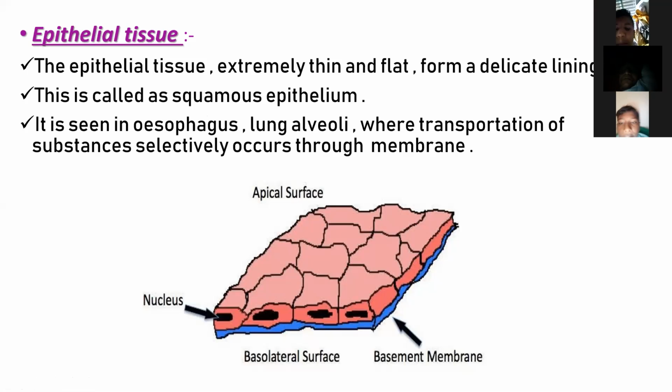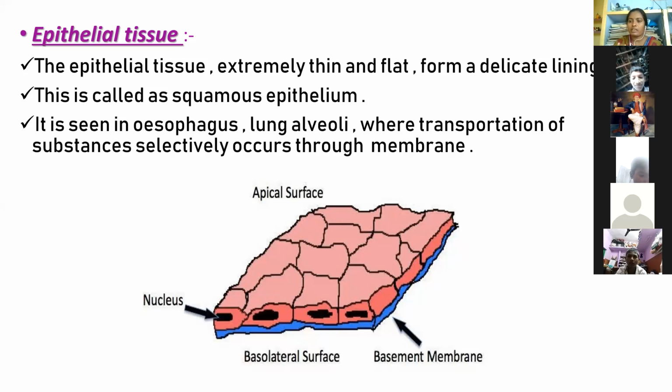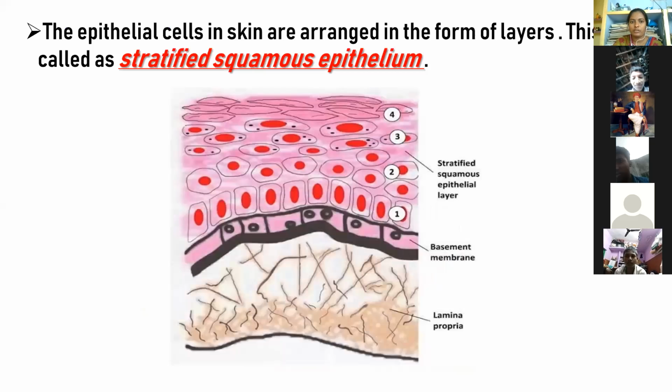The squamous epithelium tissue is seen in the esophagus and the lungs' alveoli, where transport of substances occurs selectively across the membrane. What is the selectively permeable membrane? That is the plasma membrane. Okay, we can see squamous epithelial tissue.